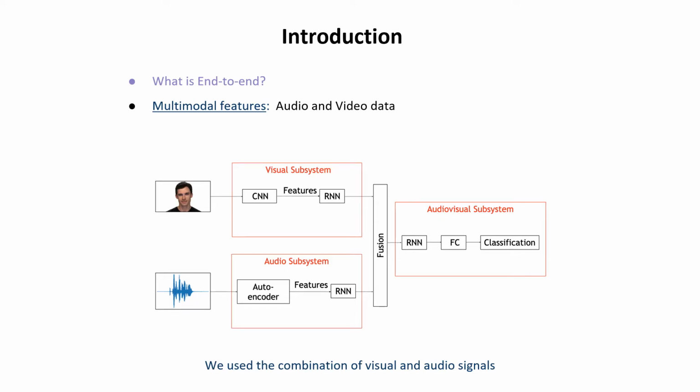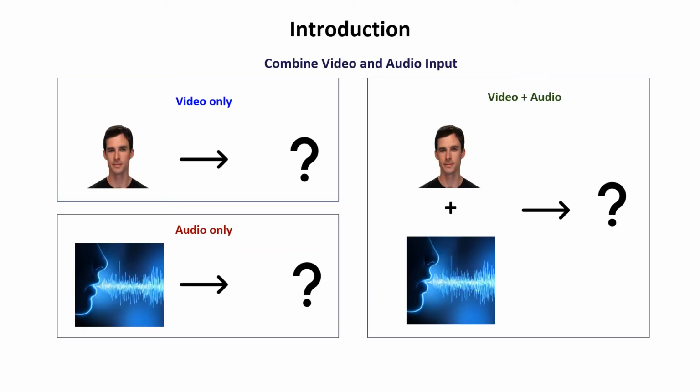So firstly, what is end-to-end? That means you train on the raw data directly, instead of using features extracted from the raw data as input. And what does multimodal mean? Multimodal means you train on both audio and video data. In our project, we not only train our own multimodal model, but also compare with video-only and audio-only input models to get a conclusion.